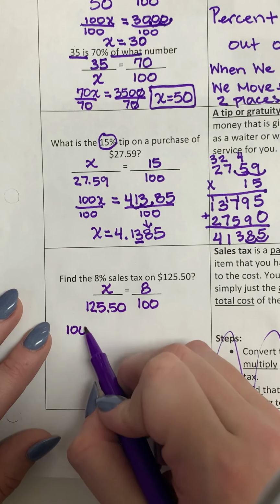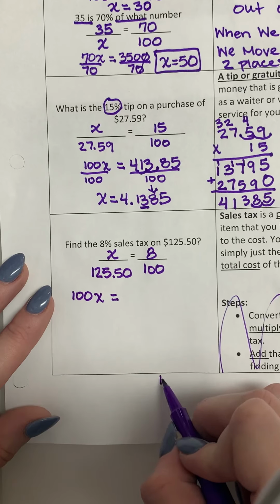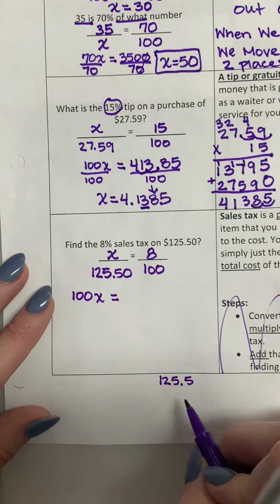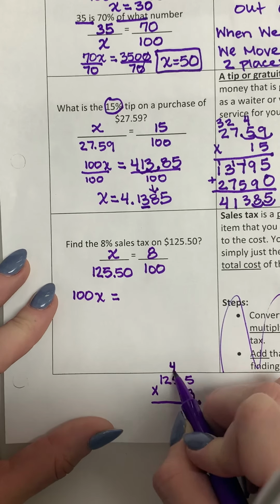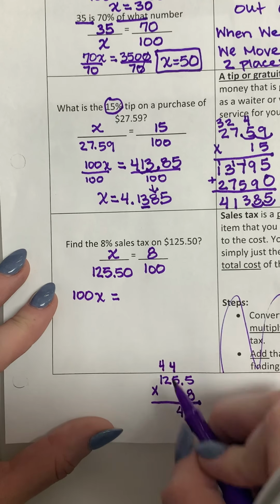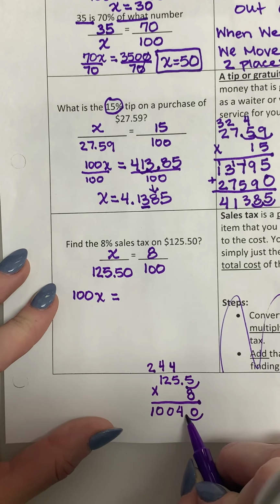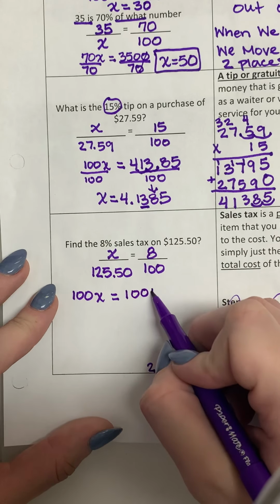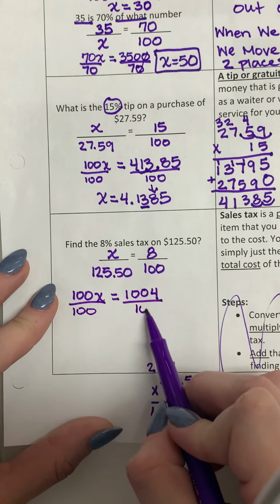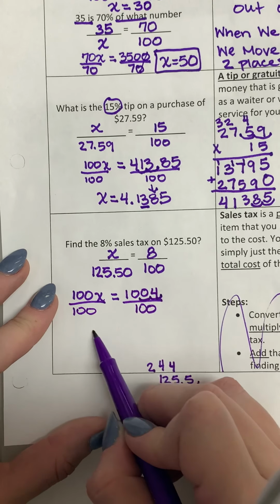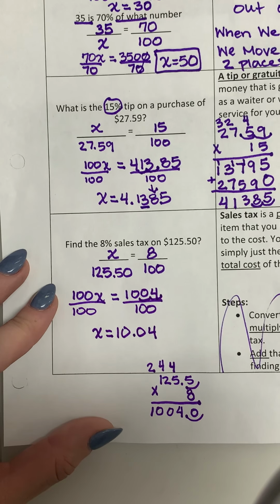So we get our cross products, 100x equals, we have to multiply, so I'm going to go down here to do it. 125.50, you can just put 0.5 times 8. We have one decimal place, so I move it over one. So I get 1,004. Then I need to divide both sides by 100. And remember, the rule is move it 2 to the left. So we can see that the amount of tax is going to be $10.04.